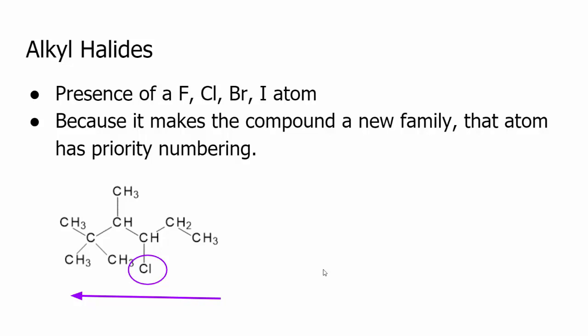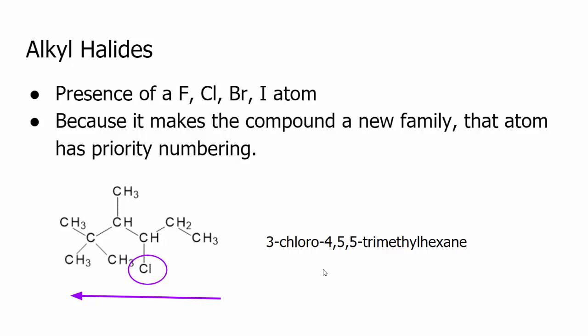It doesn't matter how many other carbon groups or how big the other carbon groups are. That chlorine changes the functional group. It gets priority numbering. So we would actually number that from the right end side, and we would call it a 3-chloro-4,5,5-trimethylhexane.